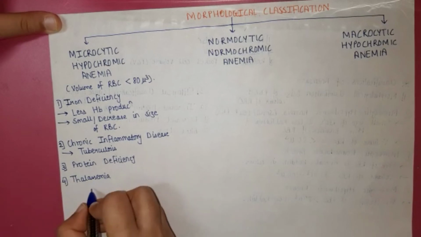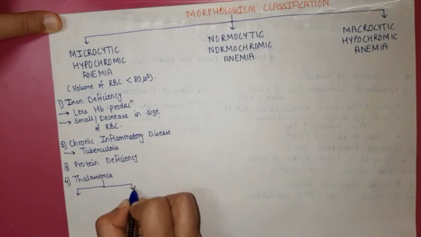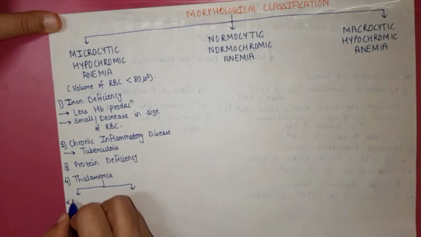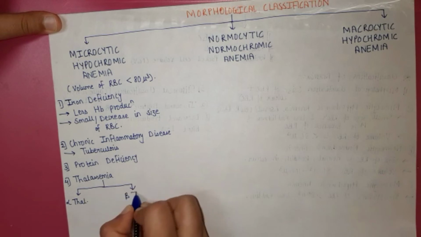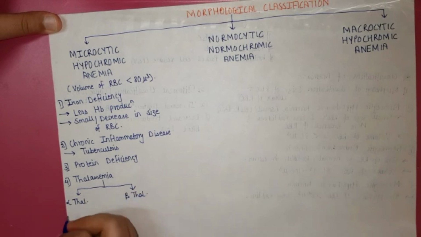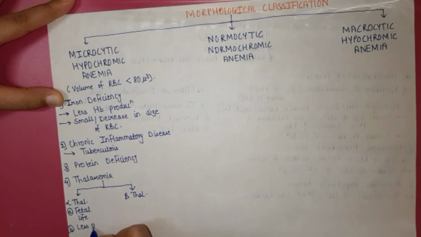So thalassemia is of two types. Thalassemia is classified into two types. First is alpha thalassemia and second is beta thalassemia. So alpha thalassemia is caused in fetal life and it occurs due to less production of alpha chains.